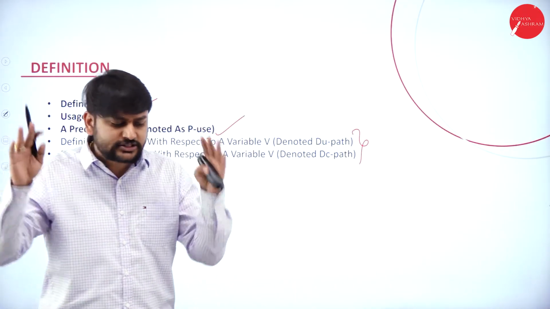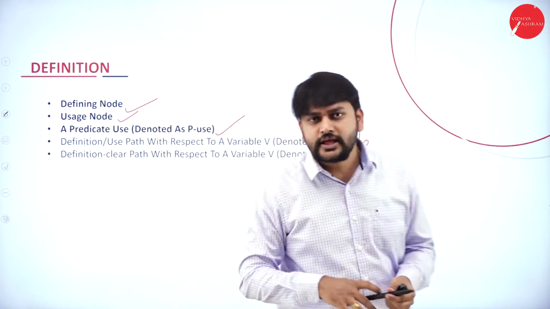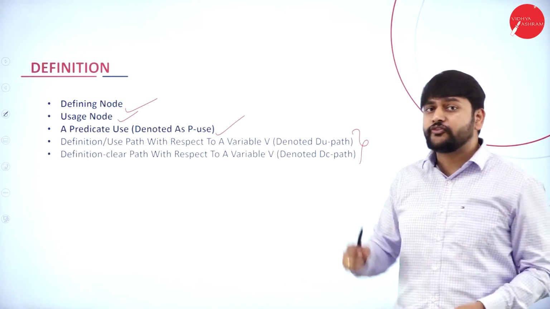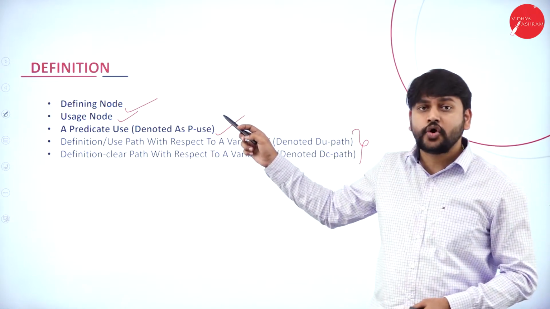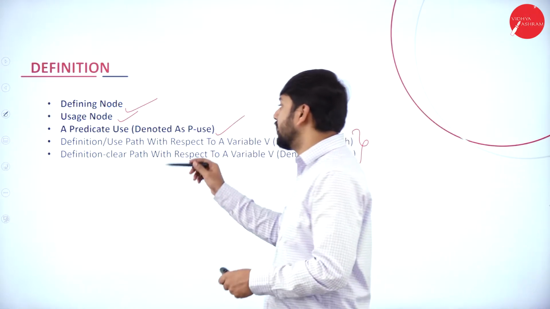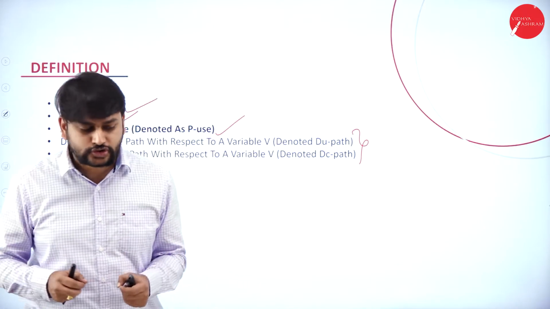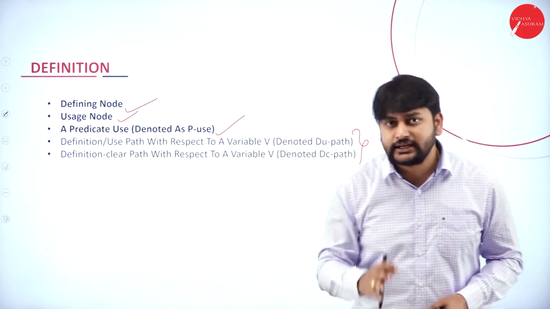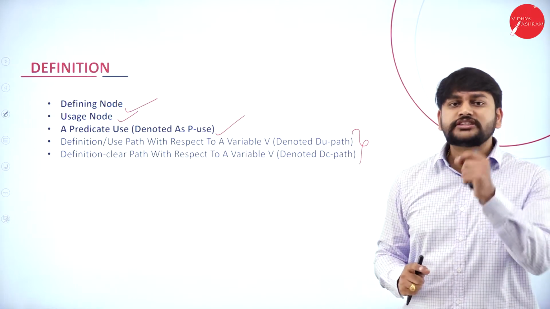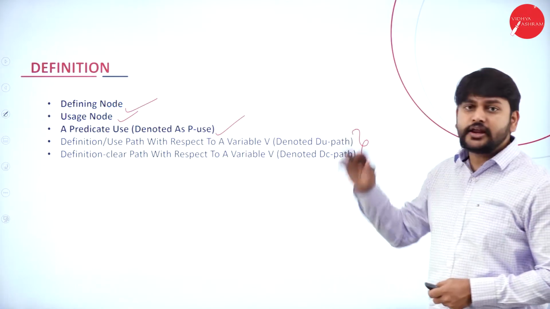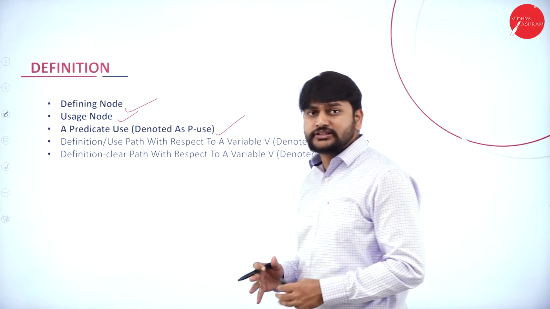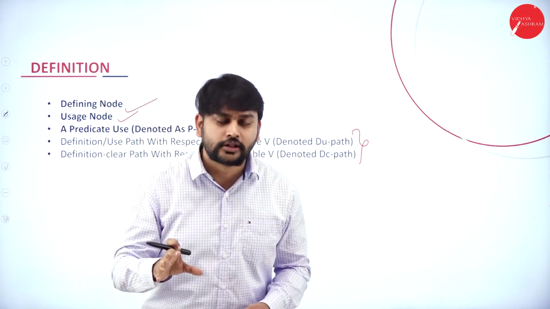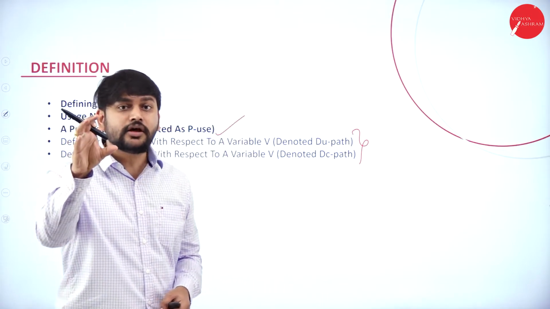If I say this chapter, data flow testing, the 5 things should come to your mind even if you close your eyes. The first one is the defining node, the second one is the usage node, and the third one is the predicate use. Let's understand this in detail one by one. The first one is the defining node. Defining node is the node exactly where I declare the variable.